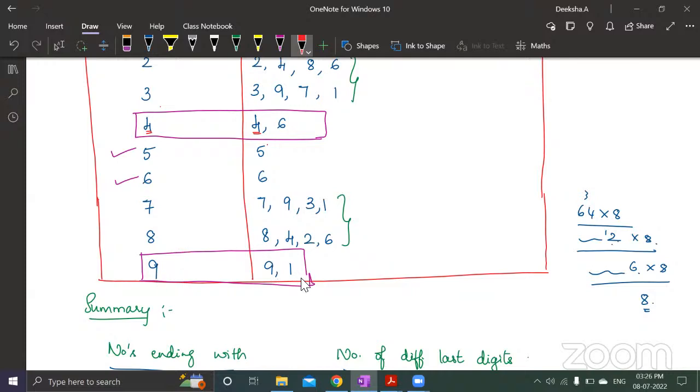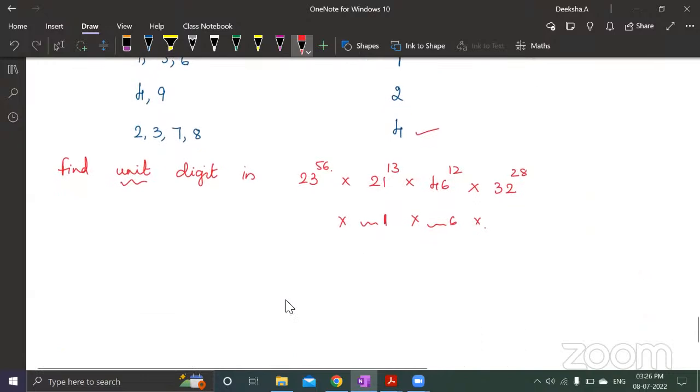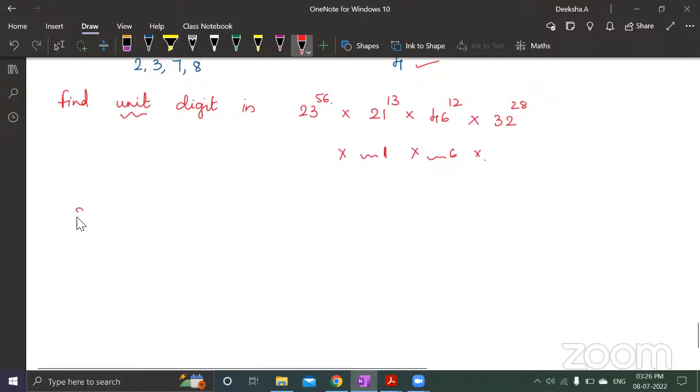Basically, if it's an odd power, you will get the same as the base. If it is an even power, you will get the other number. The other number you have to remember: 4 squared, 9 squared, the last digit. Is that clear? So before solving this, let us take only 21 power 13. Here, what is the last digit? 1. 46 power 12, what is the last digit? It is 6. We don't know what the entire number is, but we know the last digit is 6.